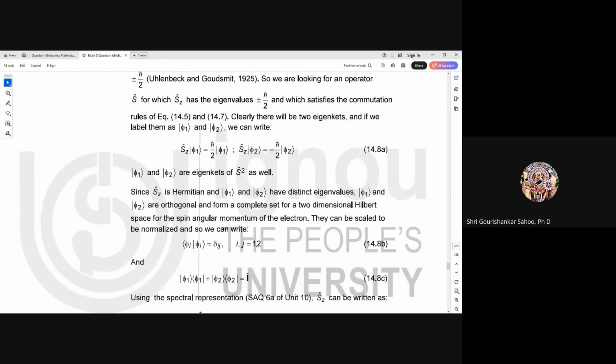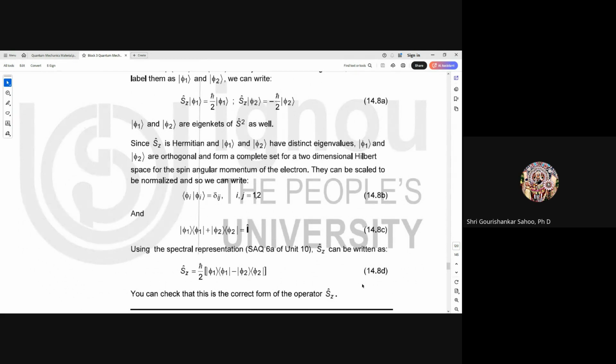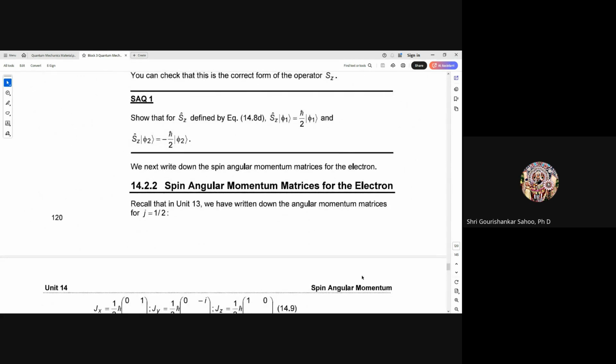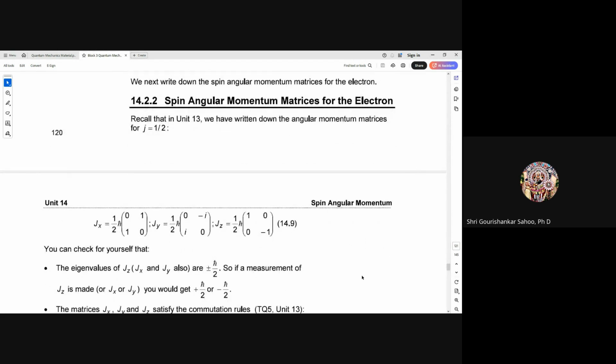Using the spectral representation, Sz cap can be written as Sz cap is equal to h cross by 2 times phi 1 ket phi 1 bra, minus the same for phi 2 and phi 2. So this is the correct form of Sz cap. Here is the spin angular momentum matrix for the electron, because in Dirac formalism an operator can be represented as a matrix, and so also the eigenstates.